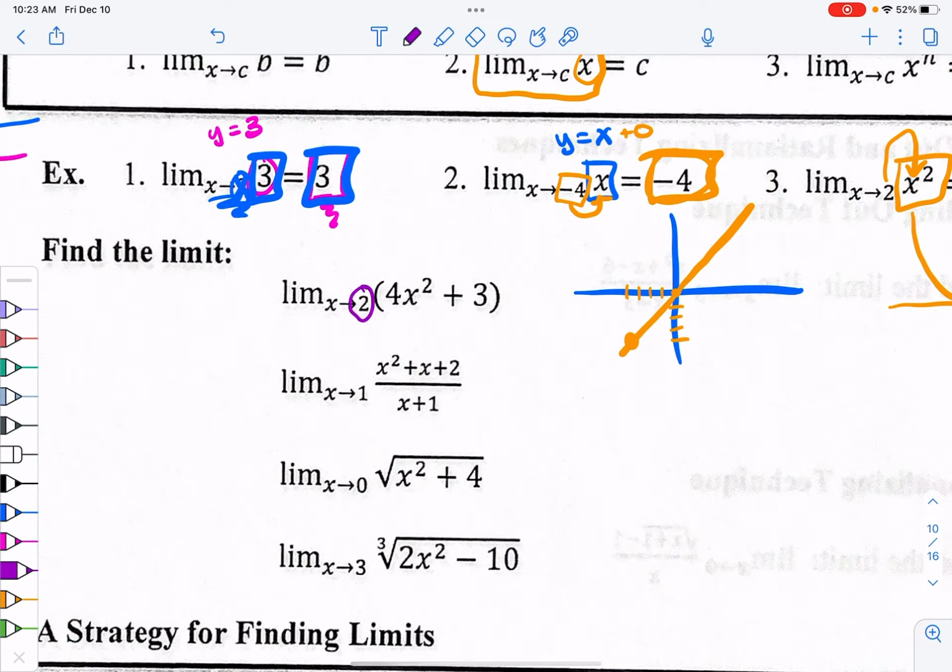Like 2, I can plug 2 in here. This is 4 times 2 squared plus 3. So the limit, or where the y coordinate would be, is going to be 16 plus 3, 19 maybe, something like that, right? That's the y coordinate, okay?